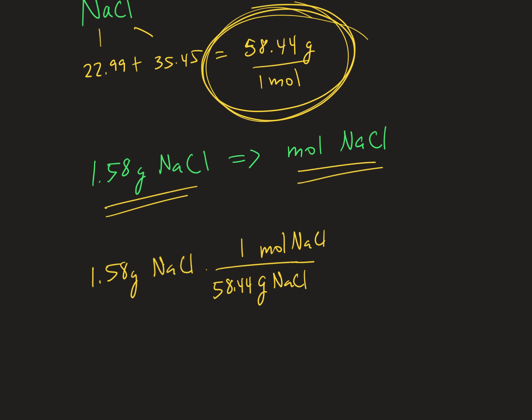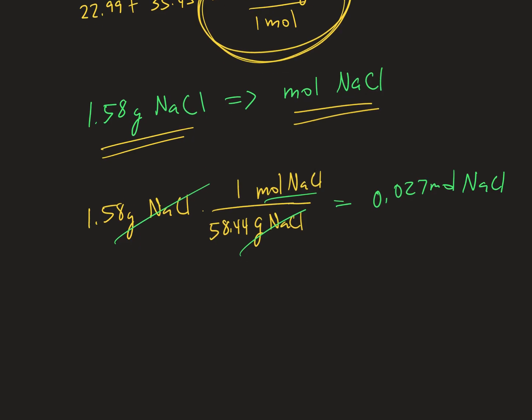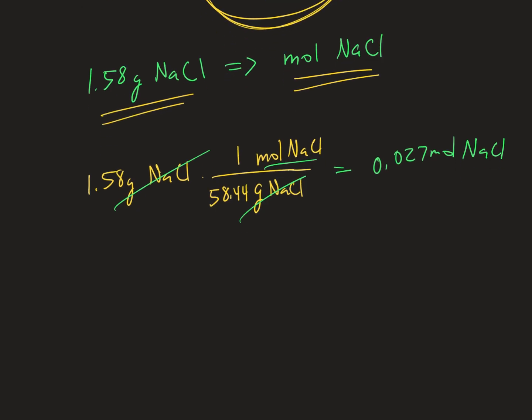Y'all with me? Yes. Too easy? Is that why we're not saying anything? No. Okay, I'm just kidding. Thanks for saying so. So grams of sodium chloride go away. We're left with what we're looking for, so we could just multiply and divide. In this case, just divide. And we got 0.027 moles of sodium chloride. Doing okay?